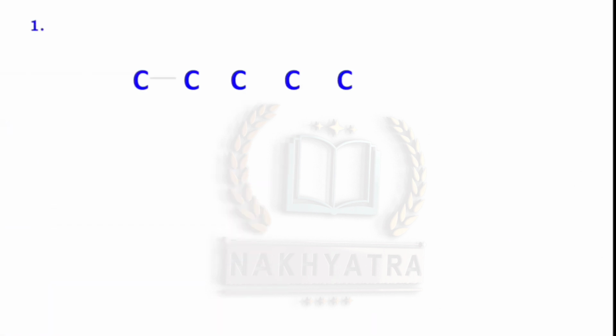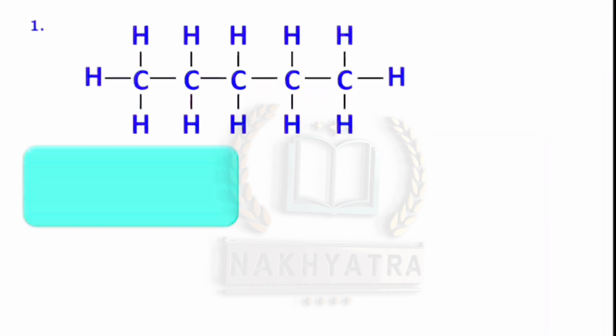See the first structure. As you can see, the carbons are arranged in a straight line. These carbons are in a linear way. So the general name is n-pentane, and the IUPAC name is pentane. This is your first isomer of pentane.